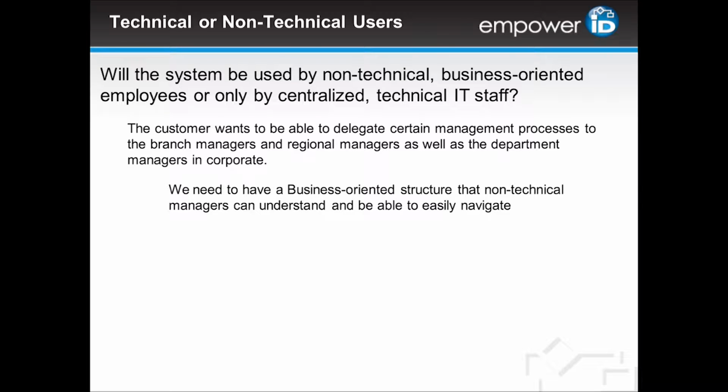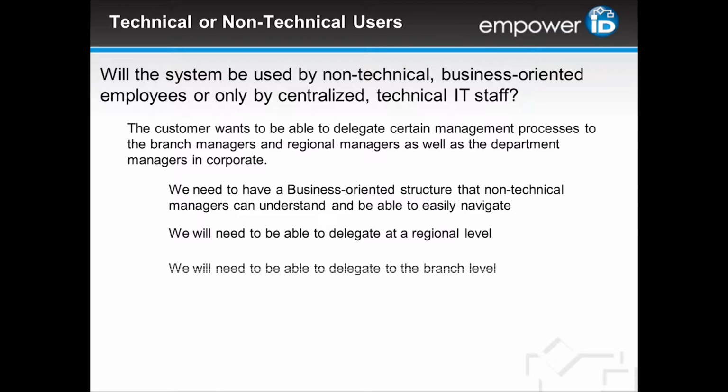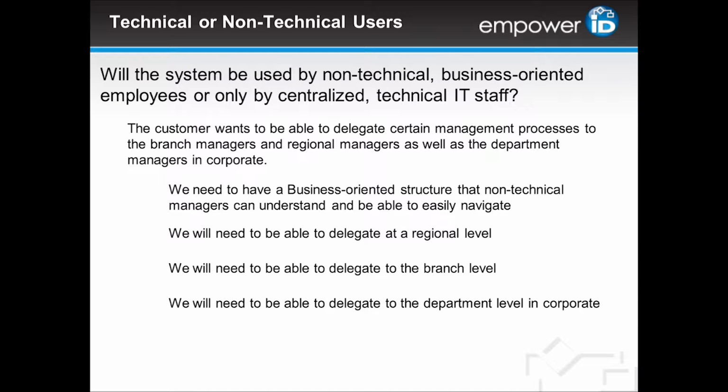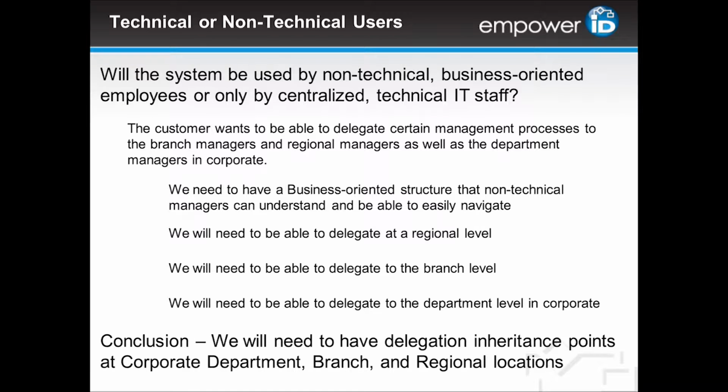a business-oriented structure that the non-technical managers can understand and easily navigate. We need to be able to delegate at a regional level. We need to be able to also delegate at a branch level. We need to be able to delegate at the department level in the corporate environment. So from this statement, basically what we know is that we're going to need to have delegation inheritance points at the corporate, department, branch, and regional locations as we start thinking about our particular design.